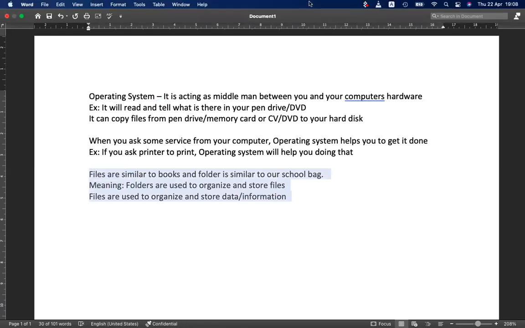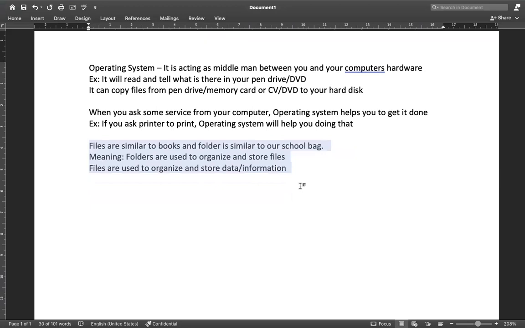This is also a very important point that you should know. Files are similar to our books and folders are similar to our school bag. We keep books in our school bag. Similar to that, we can keep files in folders. We can keep multiple files in folders. Can we keep one file in one folder? Yes, possible. Can we keep multiple files in one folder? Yes, sir. Can we keep folders in folder? That is also possible, right? We can keep folders in folders.